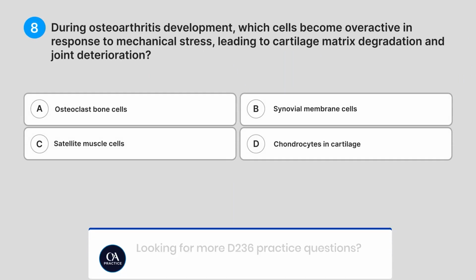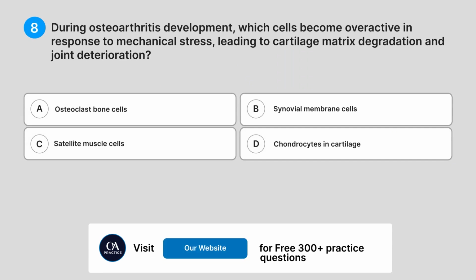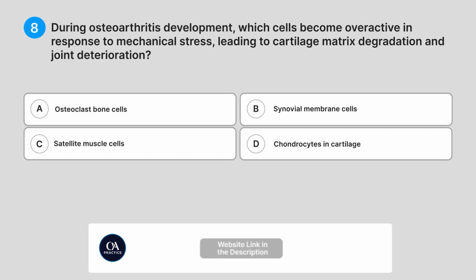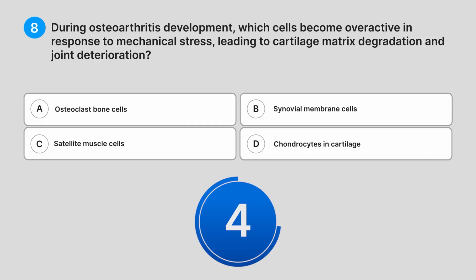8. During osteoarthritis development, which cells become overactive in response to mechanical stress, leading to cartilage matrix degradation and joint deterioration? A. Osteoclast bone cells. B. Synovial membrane cells. C. Satellite muscle cells. D. Chondrocytes in cartilage. Do you know the answer?